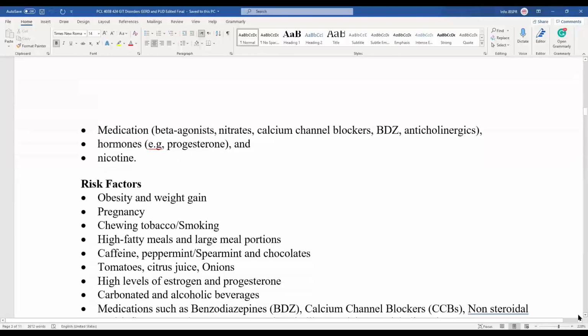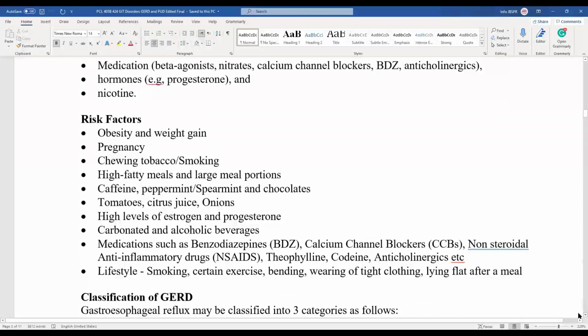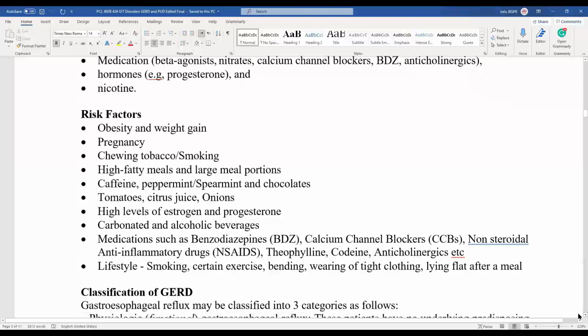Some risk factors have been identified for GERD, and these are obesity or weight gain, pregnancy, smoking or chewing tobacco, high fatty meals or large meal portions. That is, if you want to eat, don't finish a big bowl of eba or amala at a sitting, or rice, or your spaghetti, or which other of you students eat? Indomie, beans. So you can eat a little at a time.